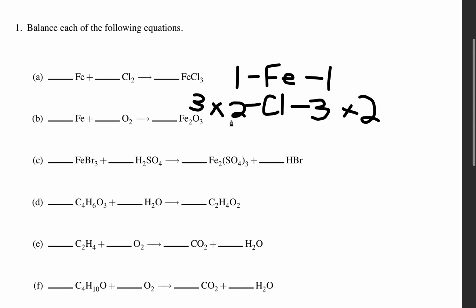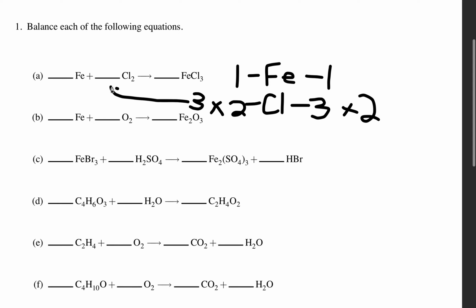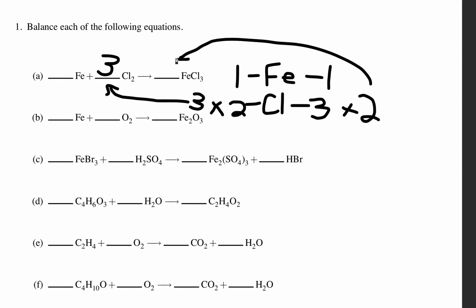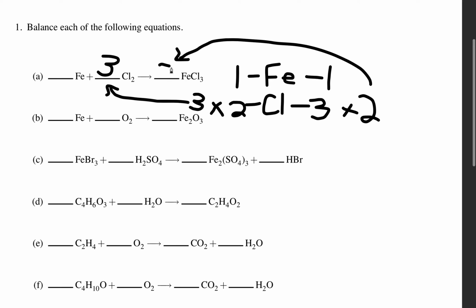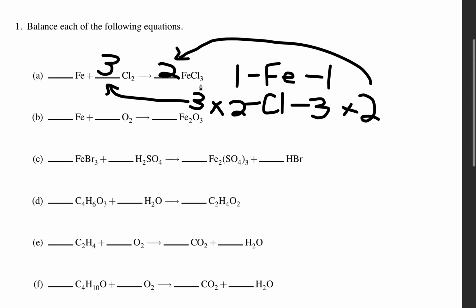Okay, so all I have to do is multiply this side by 3, multiply this side by 2, and then take those numbers and plug them in as coefficients right here. So put a 3 right there. Take this one, bring it all the way over here, and now I have a 2 right here. Okay, and now if I recount my atoms, I still have 1 iron on this side, and I actually have 2 on this side.